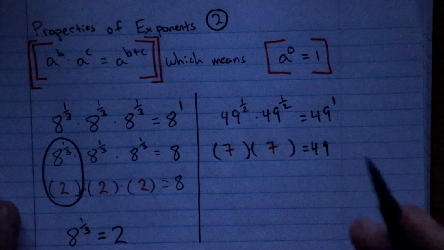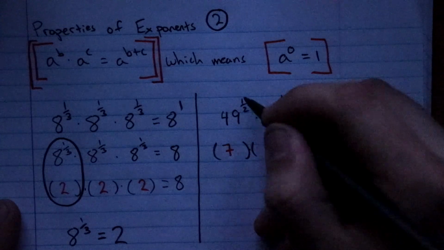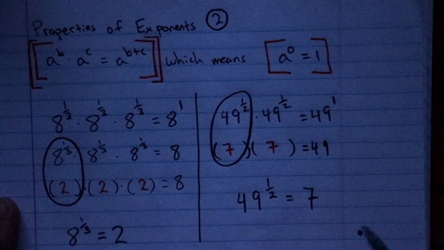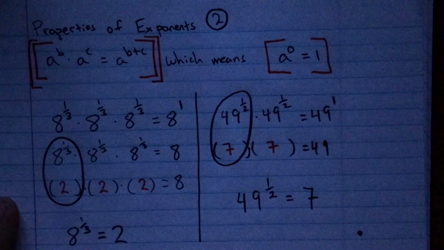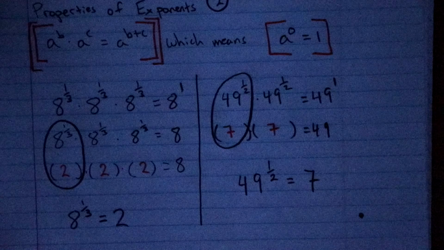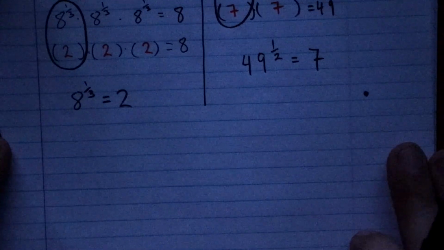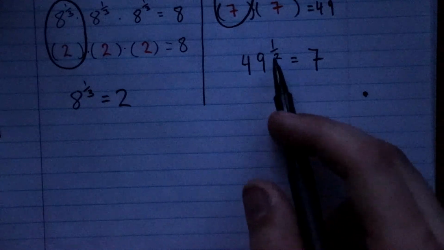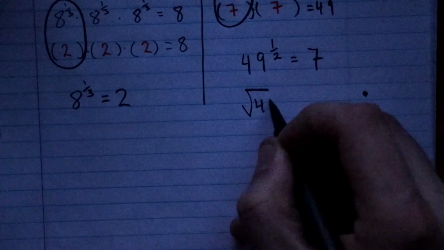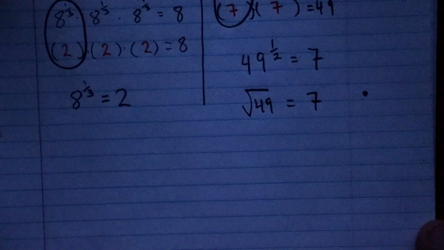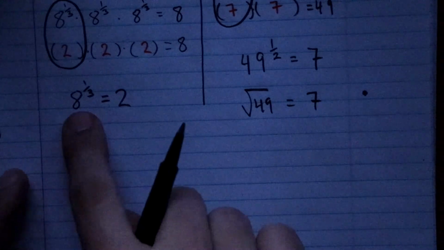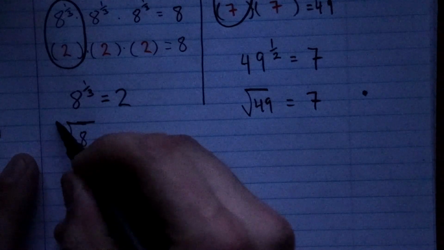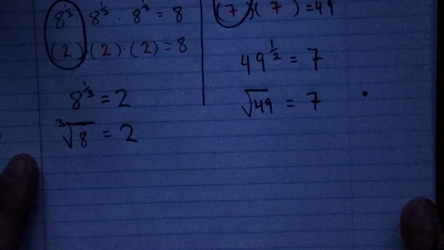So we say that 49 to the 1/2 must equal 7 if we want this to be true. In general, what we're noticing here is that fractional exponents are kind of like roots. Like the 1/2 is acting like the square root. And 8 to the 1/3 is acting, well, if this is a square root, we would call this a cube root.